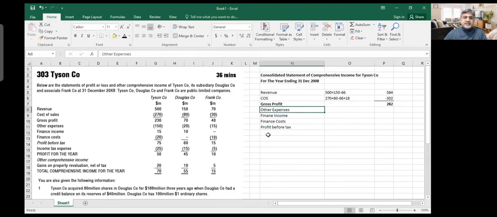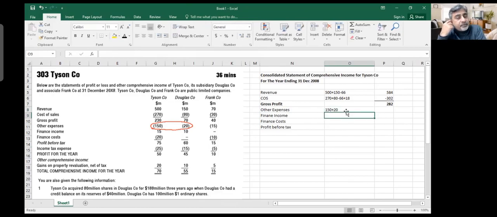Other expenses, usually what we do, we add up these other expenses like 150 and 20. So you can fairly say that this is 150 plus 20. But here you need to pay attention. You have a goodwill impairment. Now, impairment of goodwill is in administrative expenses.